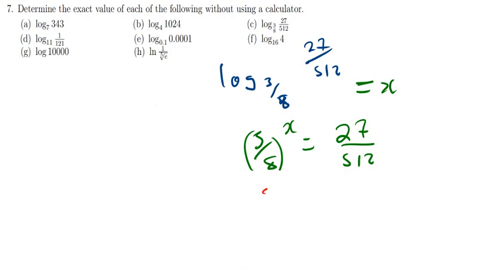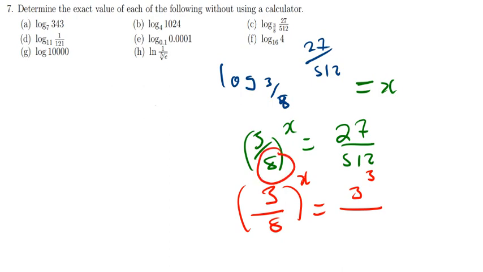So I'm going to have 3 over 8 raised to the power x is equal to this 27, which is the same as 3 to the power 3. Then 512 is the same as what? Down here I've got 8, and I want the base to cancel out. So 8 raised to the power what number gives 512? Try 8 squared is 64. Then 8 to the power 3 gives us 512.